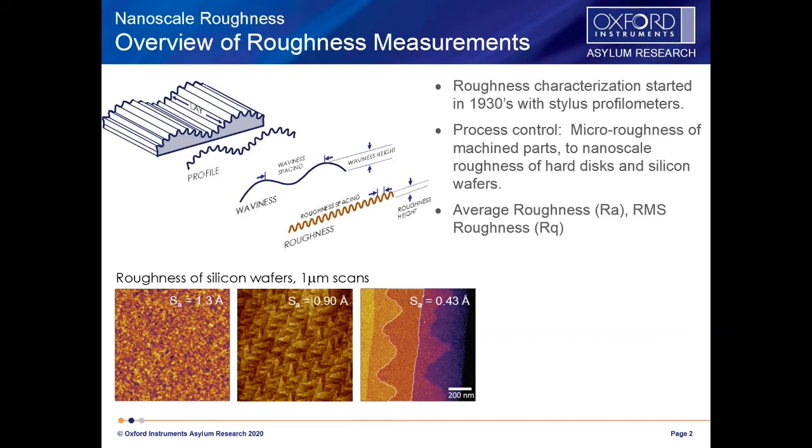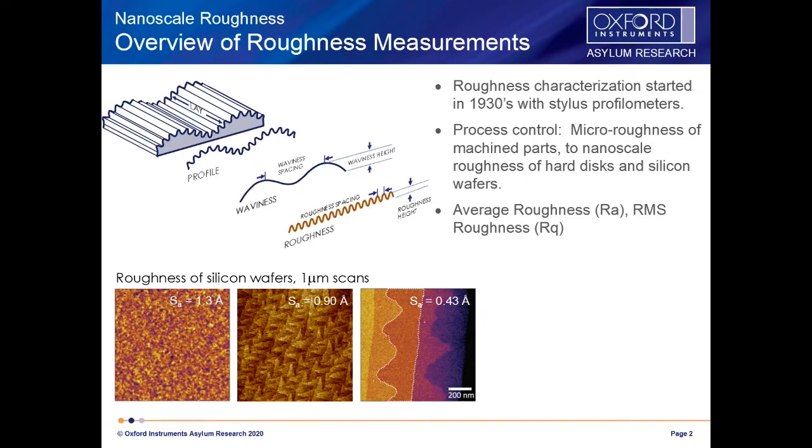Now, atomic force microscopy is able to measure roughness at the nanometer and the angstrom scale. So the examples at the bottom show an average roughness of 1.3 angstrom for the left image. For the one in the center, that is an epitaxial silicon wafer, where you can see the atomic planes of the epitaxial silicon with a surface roughness of 0.9 angstrom. And on the right hand side, we have an example where we have measured the surface roughness of a 2D material, which is only 0.43 angstrom.